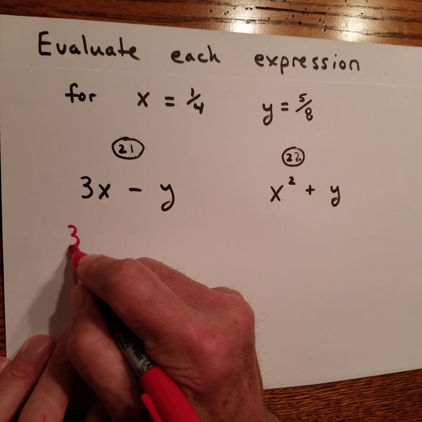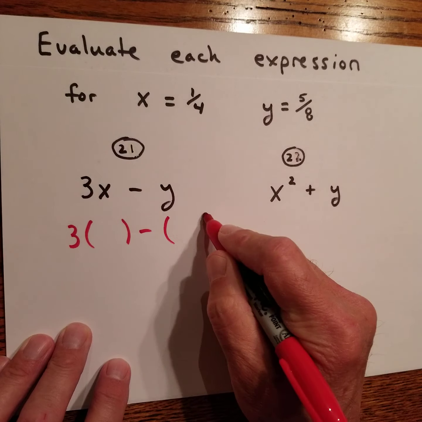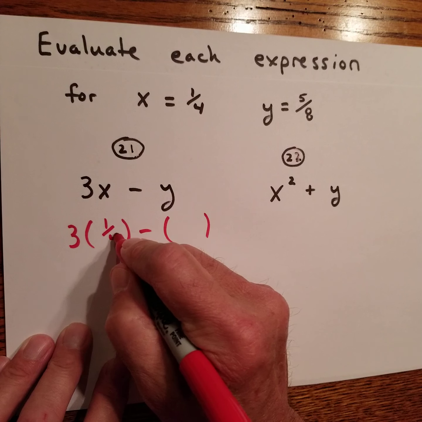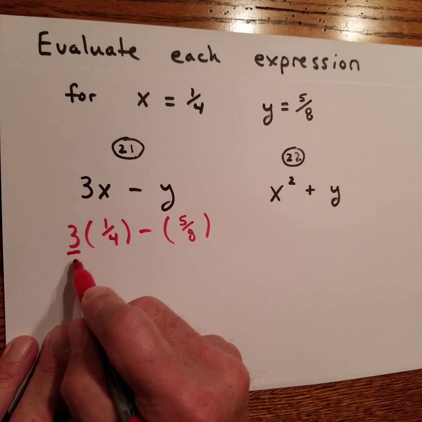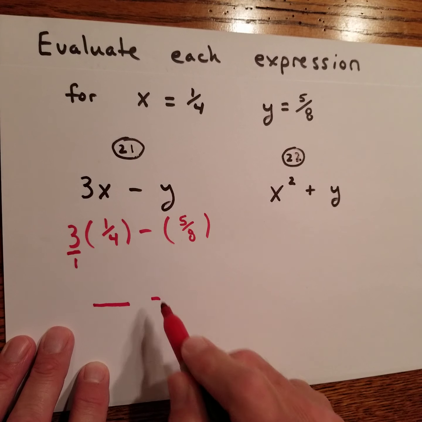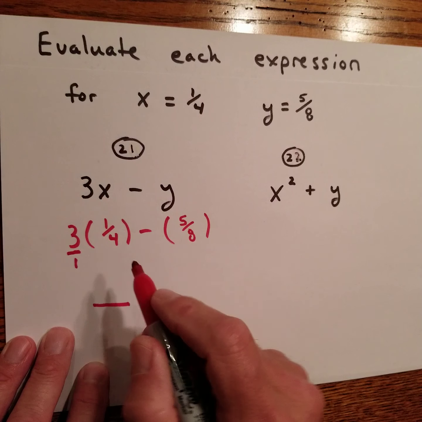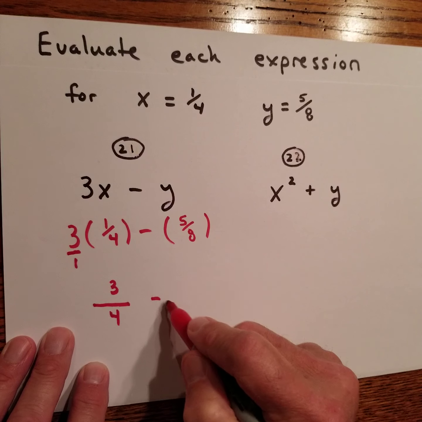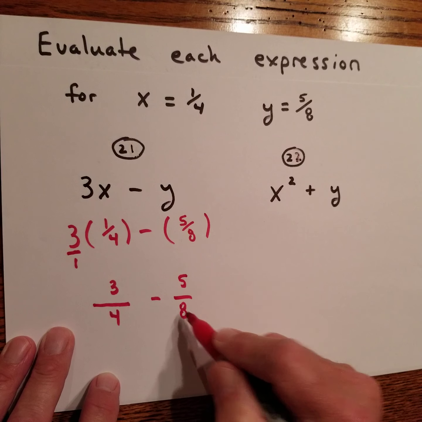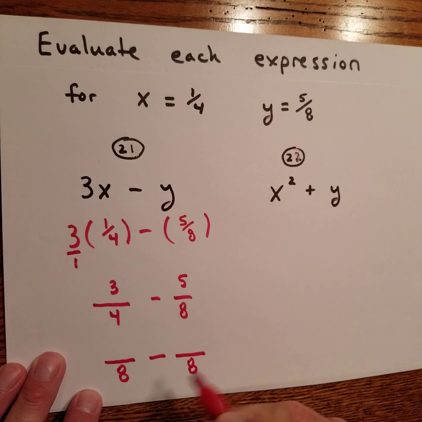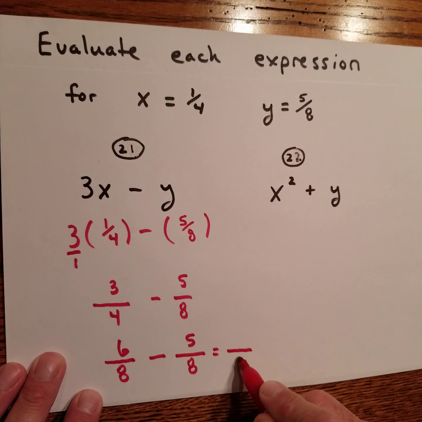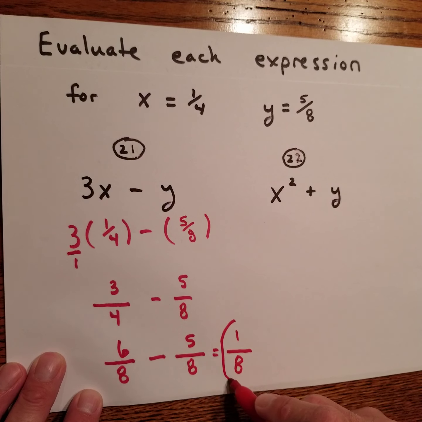The fractions can be challenging. X is 1/4, y is 5/8. Think of this 3 as 3 over 1. Then multiply 3 times 1 and 1 times 4. Now I'm subtracting fractions, so I'll need a common denominator. Here I'm multiplying by 2. And 6 minus 5 is 1/8.